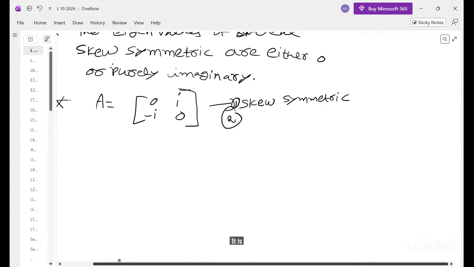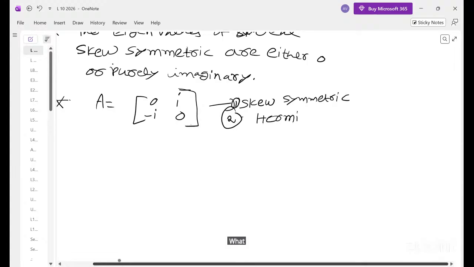It is also, is it symmetric? No. Any one of you, could you recognize what this is? Skew Hermitian, like Hermitian. Any one of you? Hermitian, correct, good. Why is it Hermitian?